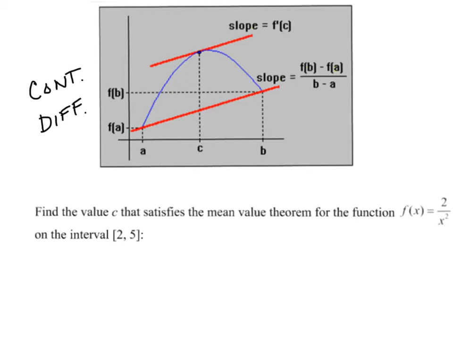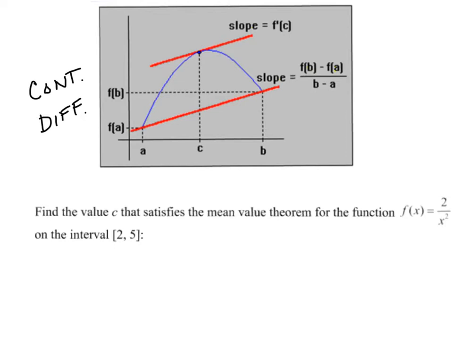So you can see here that we found the slope between the endpoints, right? Here's the point B, f of B. Here's the point A, f of A. So we found the average rate of change. And of course, the derivative gives the instantaneous rate of change. So the mean value theorem says that if a function is continuous and differentiable on an interval, then somewhere between the two endpoints, the instantaneous rate of change has to be equal to the average rate of change. Another way of saying it is the tangent line has to be parallel to the secant line.